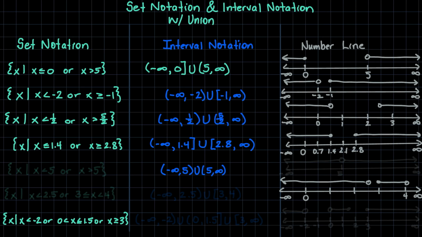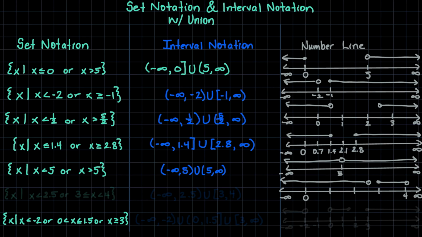The next interval notation we have is negative infinity to 5, union 5 to infinity. Remember, in our head, we're just saying all numbers except for 5. So x such that negative infinity to 5 means x is strictly less than 5, or 5 to infinity means x is greater than 5. On our number line, negative infinity, infinity, 5. 5 is not included, but everything to the left and everything to the right is included.